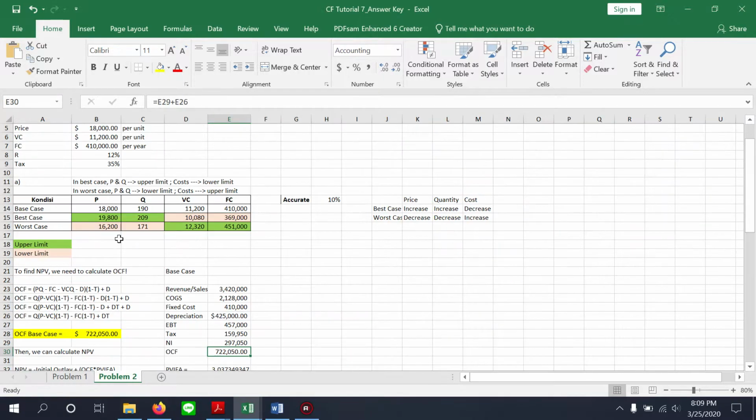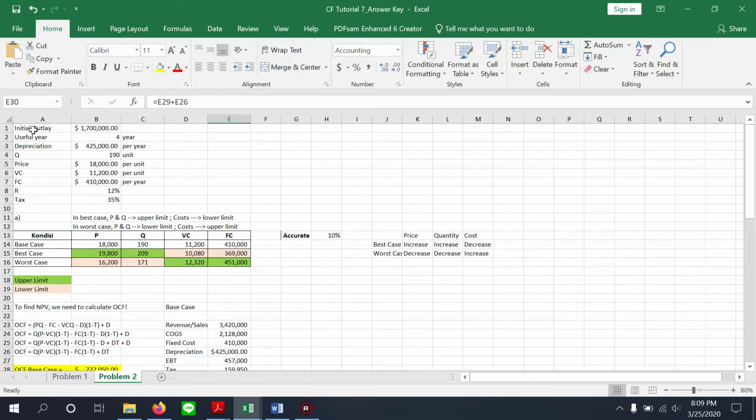Moving to problem number two, we can see here in the question sheet all of this information. Pay attention to the initial outlay and usable years so you can calculate the depreciation, and pay attention to these three as well. Again, there's tax in number two, so you need to pay attention to the tax.